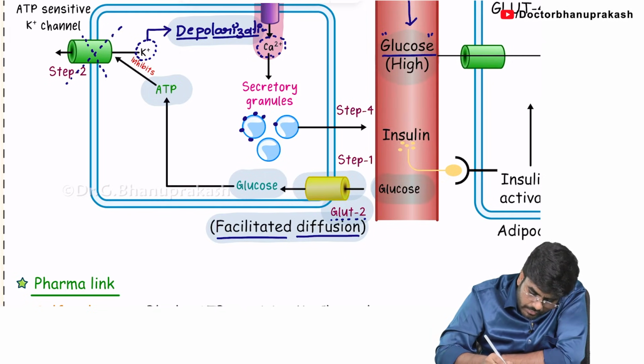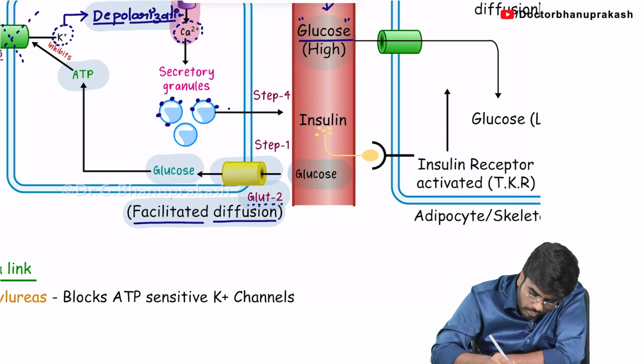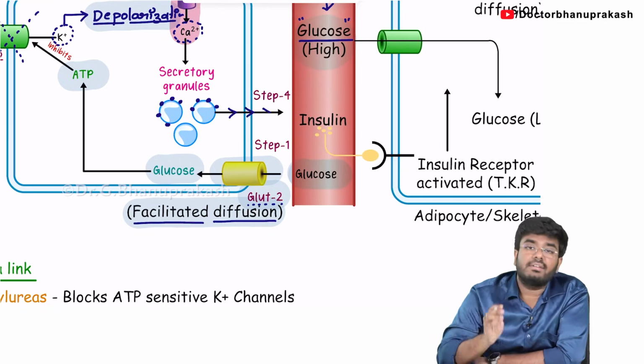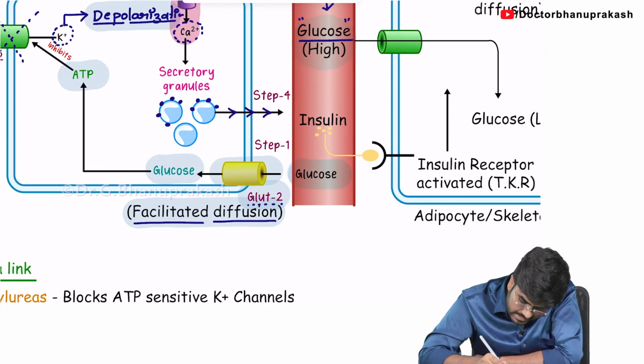Calcium, you all know, helps in the movement of the vesicles. So, these vesicles will start to undergo exocytosis. The vesicles will now release the insulin into the blood. So, this is how insulin is released. Understood? This is how insulin is released.